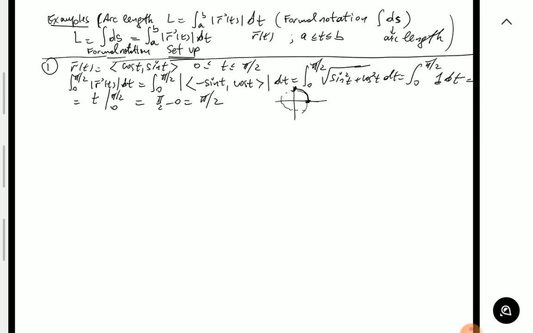And the area of the full circle of radius 1 is pi. Excuse me, not the area. The length of the full circle is 2 pi. A quarter of it, of course, is 2 pi over 4, which is pi over 2. So this is an example in which, of course, you don't need to do the integral. We just did it as practice to confirm.